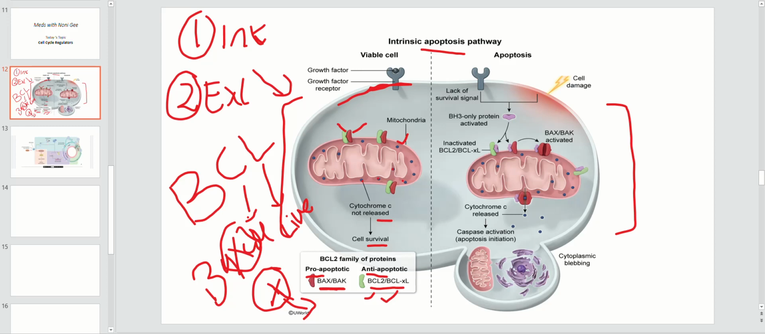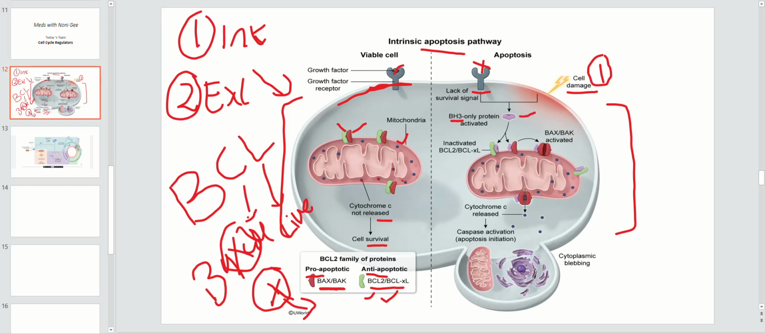So you can see over this picture, when the cell is damaged, that is one point. So when the cell is damaged and you don't have the signal, what is the signal? This growth factor, right? You don't have any growth factor over here. So what is happening if your cell is damaged and you lack the survival signals? These both things cause activation of this protein, which is called BH3, right?